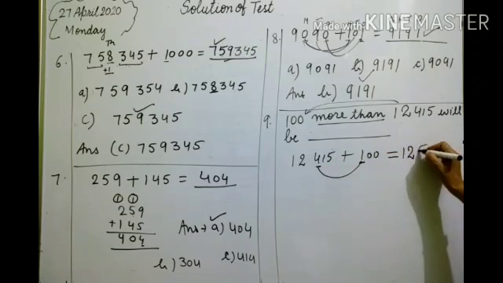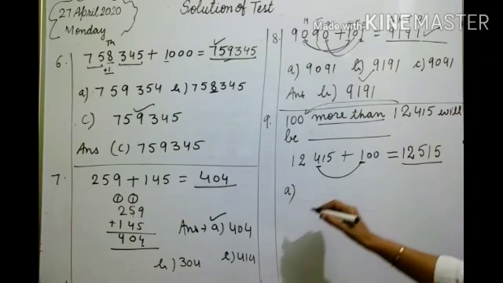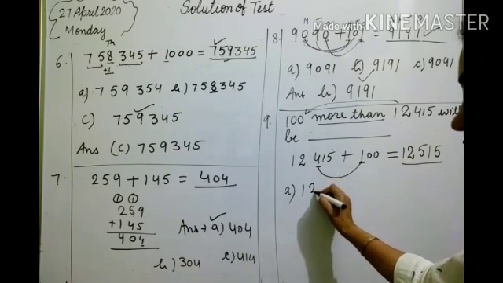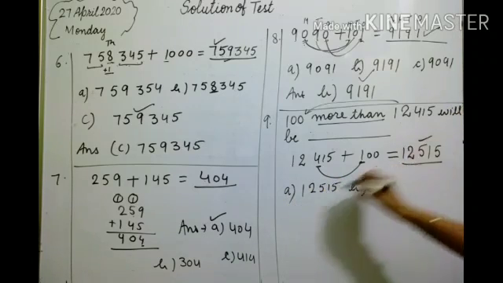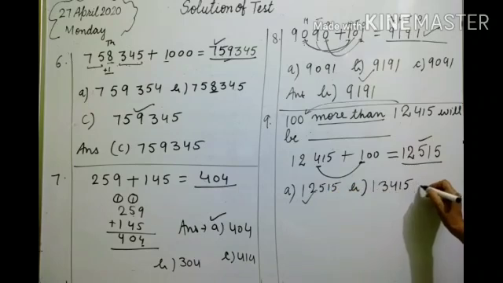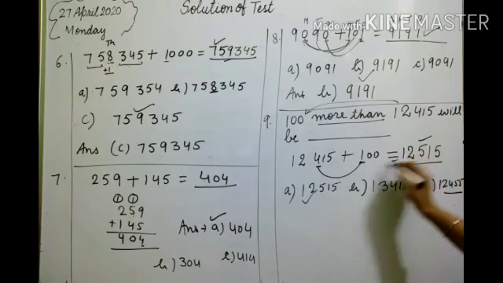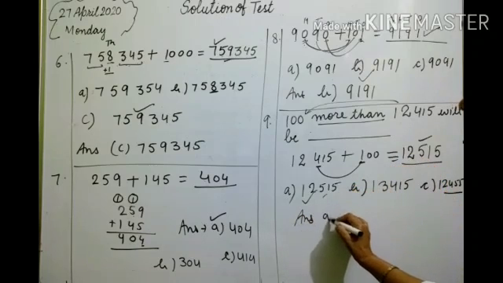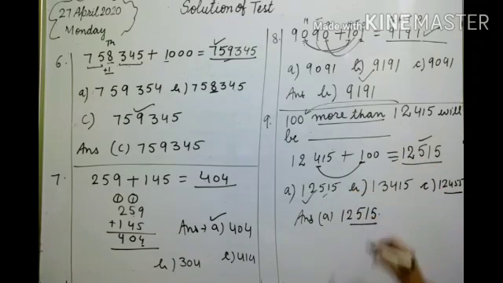4 plus 1 is 5. The last two digits at tens and ones place will remain the same. So our right answer, first we will see the options. Option A is 12,515, which matches our answer, and option B does not match. Option C also does not match. So the right option is A, 12,515.